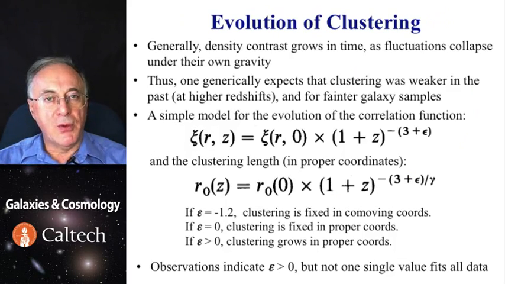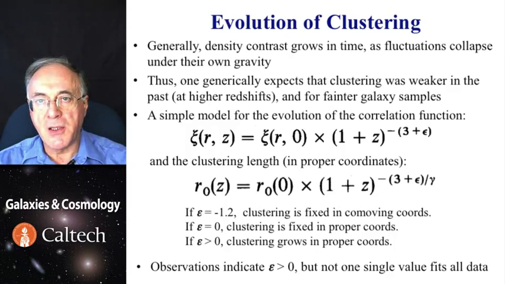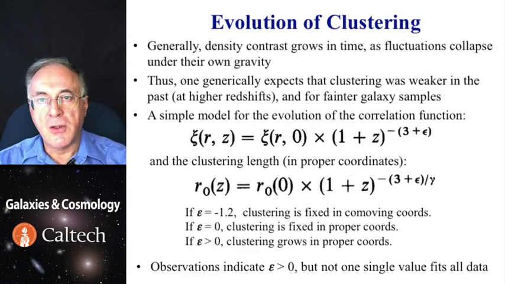So now let's look at evolution of clustering itself. Generally speaking, you expect the clustering to grow in time. As the structures collapse, the density contrast increases. Remember, it starts as a few parts in a million at the time of the recombination, and now grows to a factor of 1,000,000 in galaxies themselves, or a few hundred in large-scale structure. So the general expectation is that clustering has to get stronger in time, or conversely, it'll be weaker at higher redshifts.